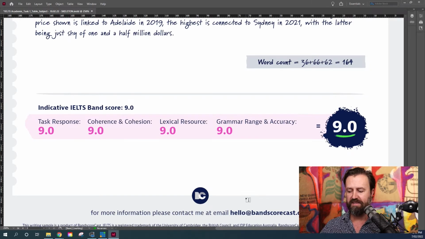So guys, this is a really interesting piece of writing that we've just done, and I just hope that today you've learned something that you can take into your next IELTS exam. But just remember, don't practice only one task 1 academic or one task 1 general. Make sure that we cut across all the different styles that you can get. If you dial into the Bandscore Cast YouTube channel, you'll see that I've uploaded many different styles of task 1 academic and general, and I'll continue to do that over the coming weeks.